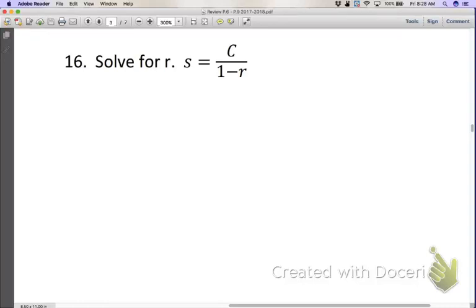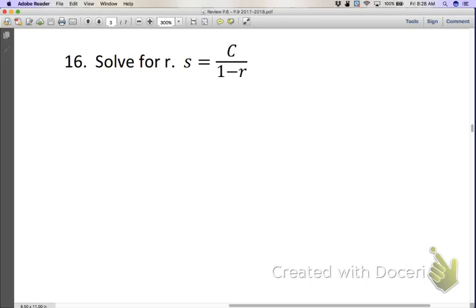All right, number 16, we have to solve for r where s is equal to c over 1 minus r. So I need to get r by itself. The difficult part is that r is tied with that 1 and the negative, and it's in the denominator spot. So first off, we've got to get it off the denominator spot.